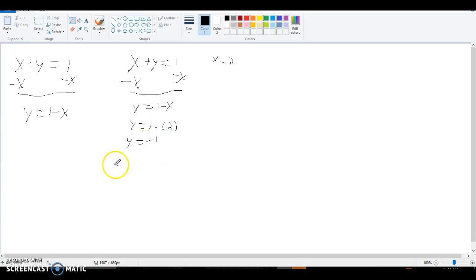So if you check this, plug in your 2, plug in your negative 1, and you see that it checks to be 1 equals 1. So we're going to practice solving some formulas for multiple variables.